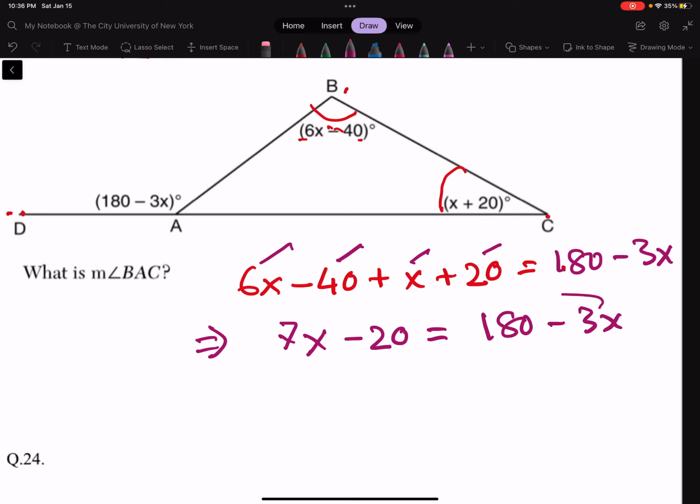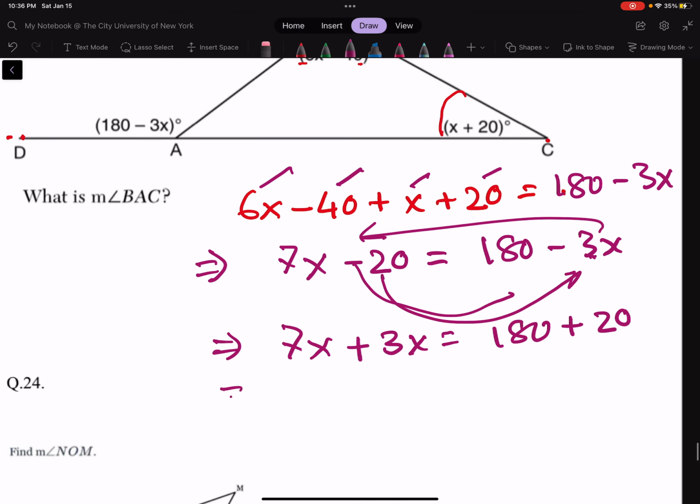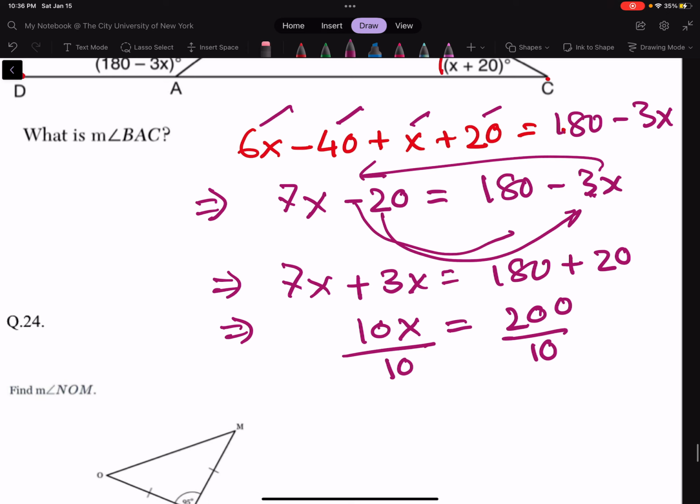Let's bring all the x's to one side and the constants to the other side. So 7x, once this changes side, the sign changes, so it becomes positive 3x, and 180, this negative 20 becomes positive, so this becomes 200. All right, so now this is 10x, once you add up, equals 200. You want to isolate x, so divide by 10, so you get x equals 20.